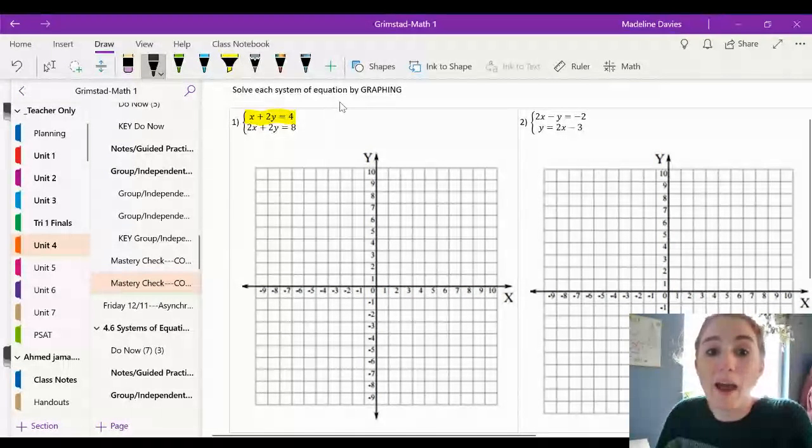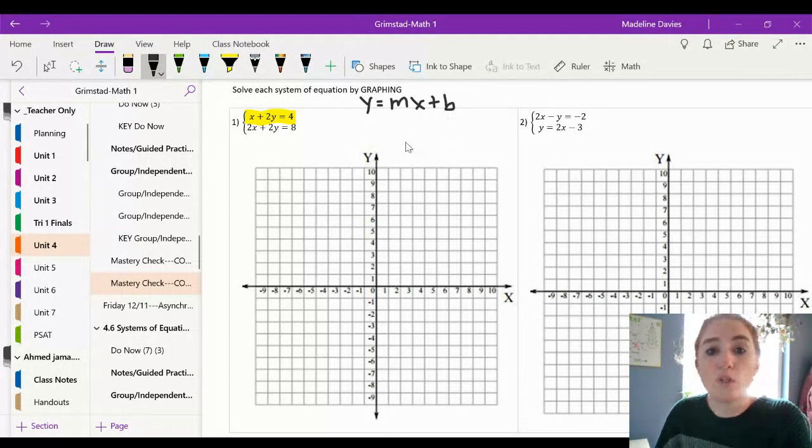And right off the bat, I can see it's not in the form that we've been learning. So it's not in my happy y equals mx plus b form, which means I have two options. My first option is to rewrite it so that it is in this form, or I can do the cover-up method.